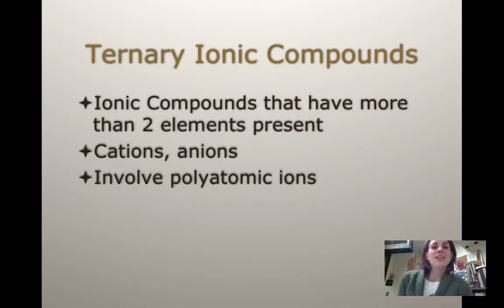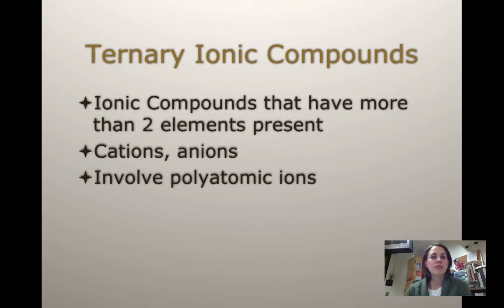Hello and welcome to today's tutorial video on how to name and write formulas for ternary ionic compounds. Before, we talked about binary ionic compounds. Here, ternary means that you still have ionic compounds, they just have more than two elements present. Binary means two elements, so ternary means more than two elements present. I still have cations and anions because that's what I need to have an ionic compound.